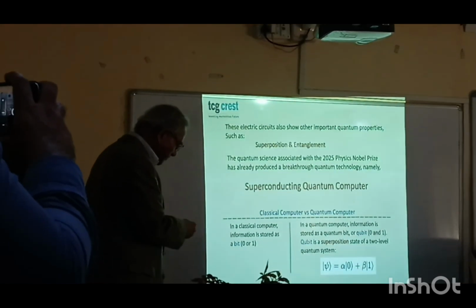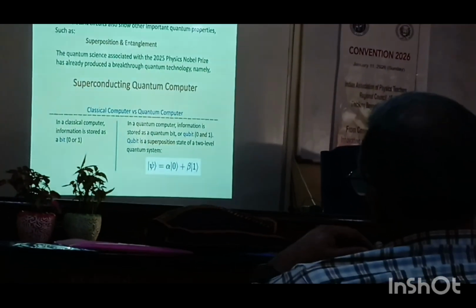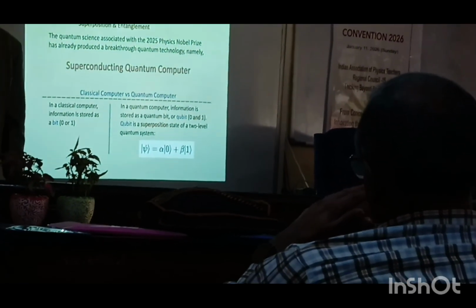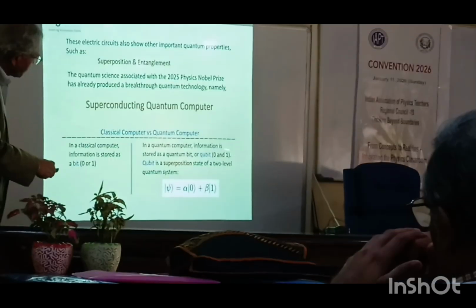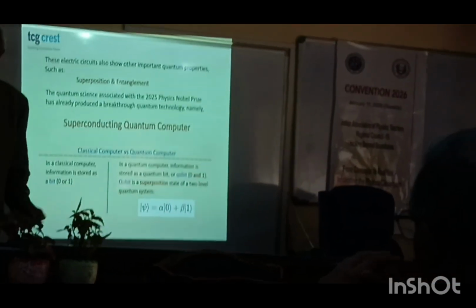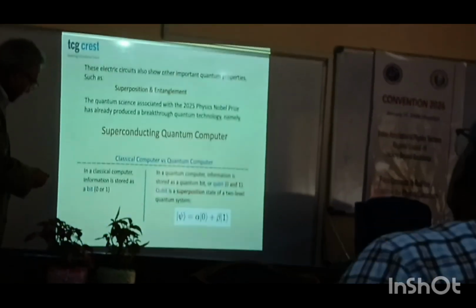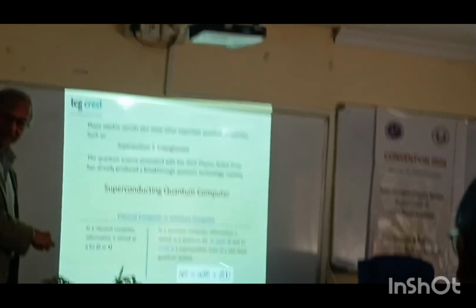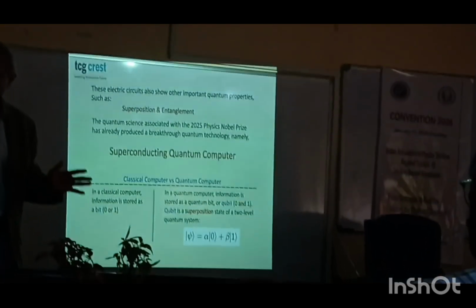Now, what are the differences between classical and quantum? This side is classical. Its information is stored as a bit, 0 or 1. It's like a transistor switching off or on. But in the quantum case, information is stored not as 0 or 1, it's 0 and 1. It's a superposition state between 0 and 1. So it is represented by a superposition of two quantum states. That's what the quantum bit is. It's a new quantum state, which is a superposition of two quantum states.